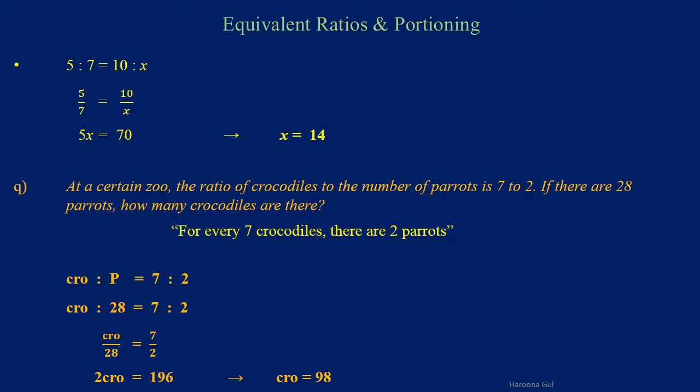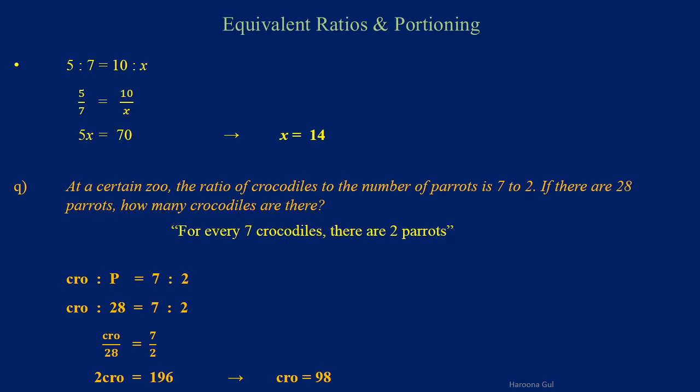So crocodiles to parrots is equal to 7:2. We do not have the value of crocodiles, so we're going to find it. Let's suppose it is equal to x. We have the value of parrots, which is 28, and this is equal to 7:2. So in fraction form, we get x/28 is equal to 7/2. So 2x is equal to 196.